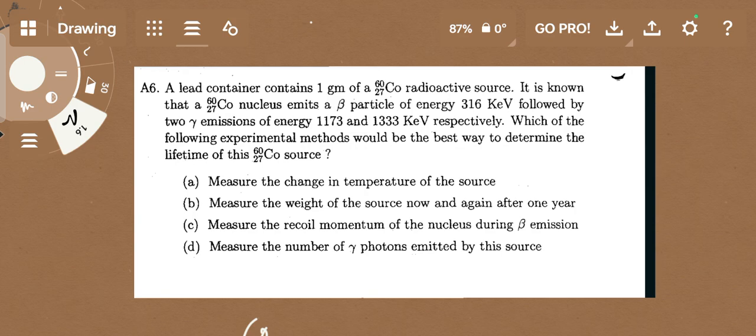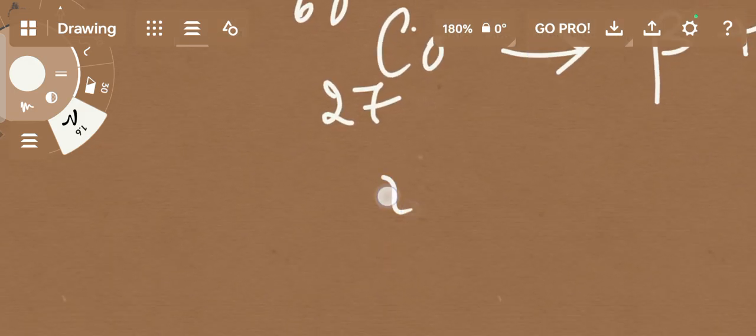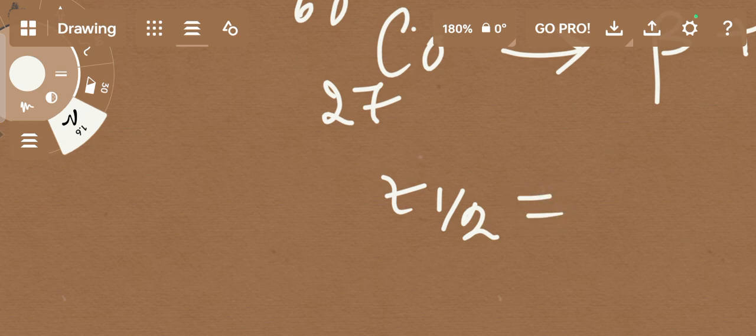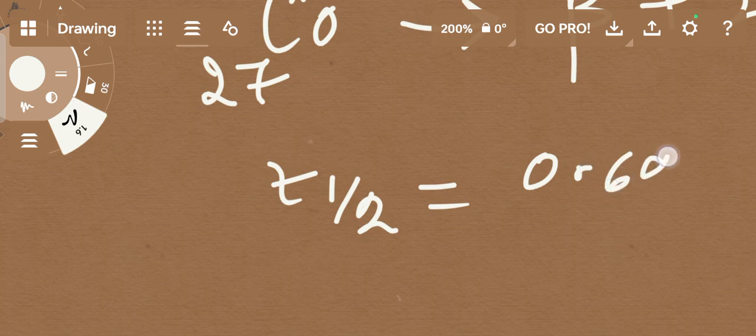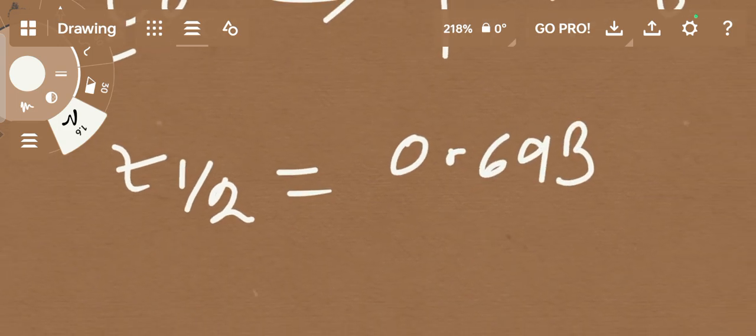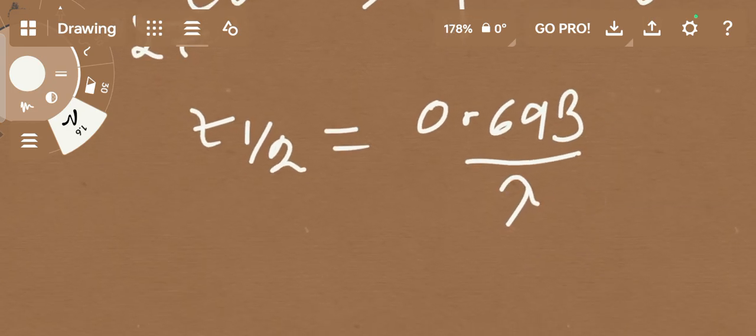So the first option is measure the change in temperature of the source. So definitely that is not something that we use to measure the lifetime. We know the basic formula that we use is T half, that is half-life of a radioactive particle, equals 0.693, which is a constant, divided by lambda, right? So lambda is the decay constant, and so T half is dependent on lambda.